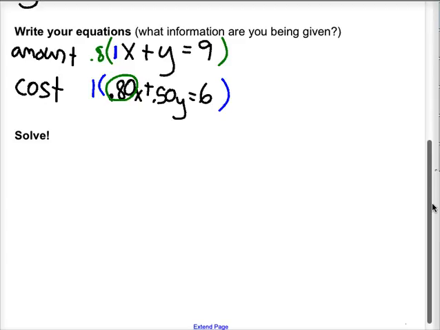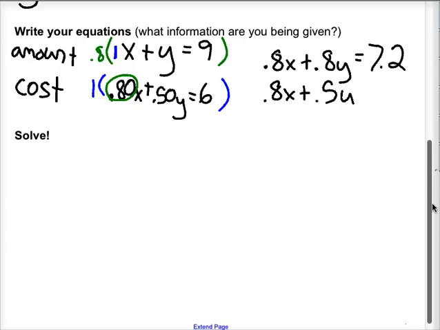Okay, so up top that gives me 0.8x plus 0.8y equals 7.2. I multiply everything by 0.8. On the bottom, nothing changes. Now I'm ready for elimination.